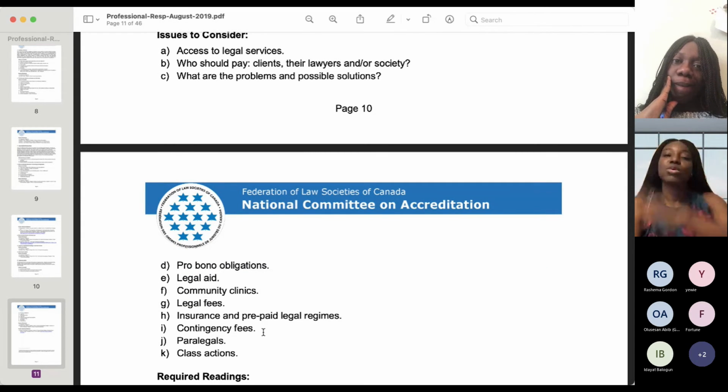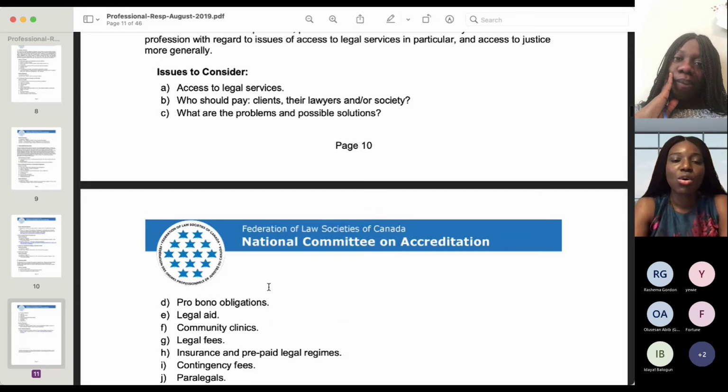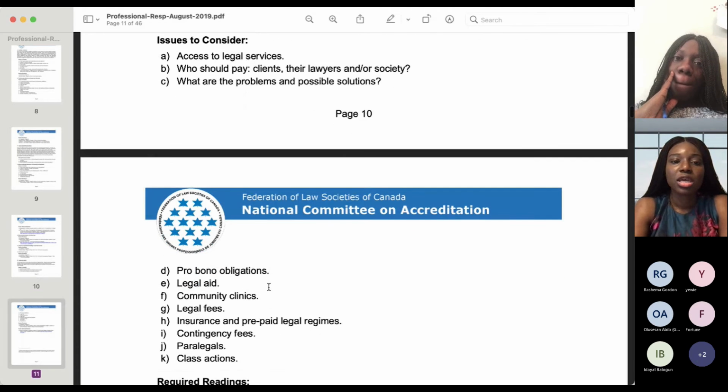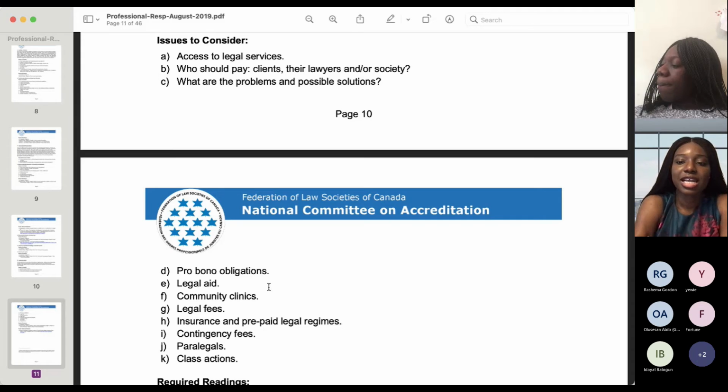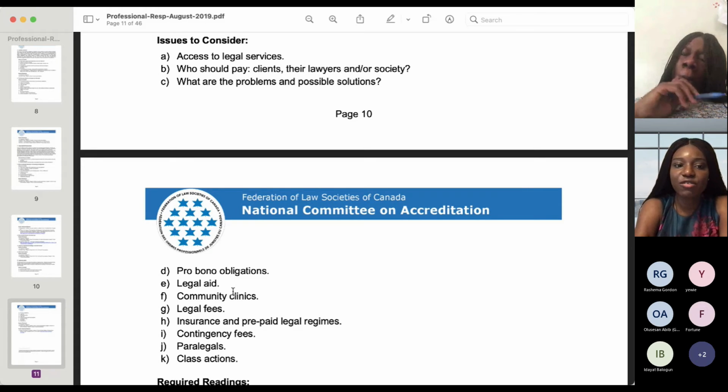So there's a whole section there that talks about how the UK had issues of access to justice, and this is how they went about it. These are the solutions they came up with. And since Canada has issues with access to justice, what is being done as solutions to this to create more access? So that's where they talk about legal aid, pro bono obligations, community clinics, legal fees.